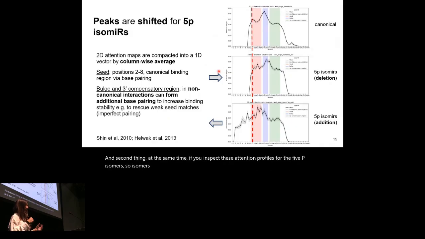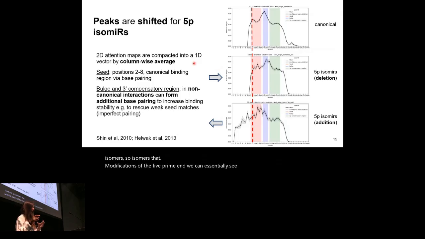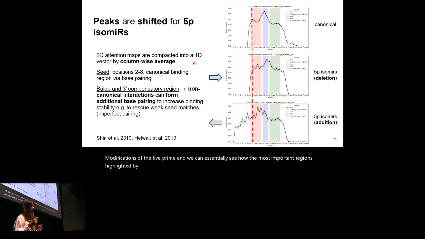And second, at the same time, if we inspect these attention profiles for the 5p isomiRs, so isomiRs that had modifications at the 5' end, we can essentially see how the most important regions highlighted by attention get shifted, based on the number of nucleotides that were inserted or deleted.